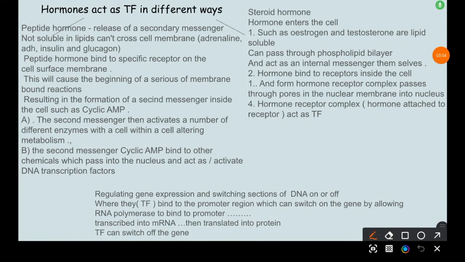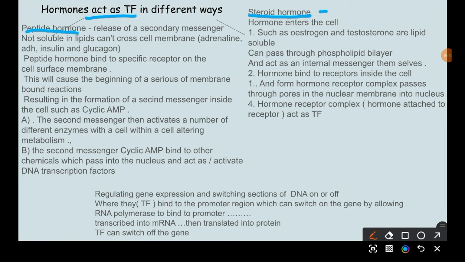We have 2 different types of hormones. We have steroid hormones, they're derived from lipids, and peptide hormones, which are made from proteins or amino acids. Okay, so they act in different ways. They both have the same effect. They act as a transcription factor. This means that they turn on or turn off certain sections of DNA.